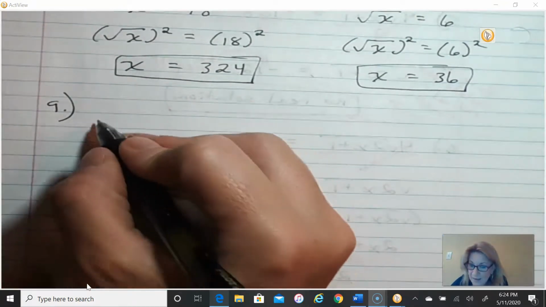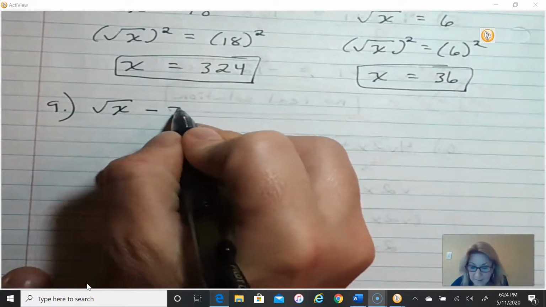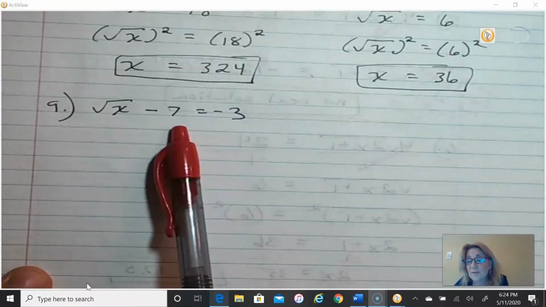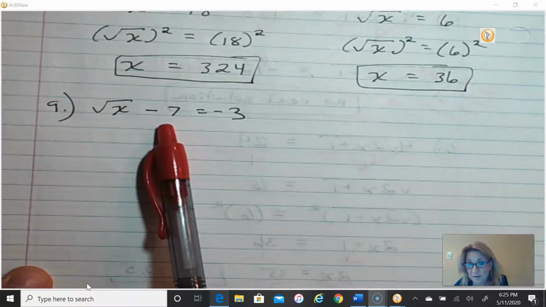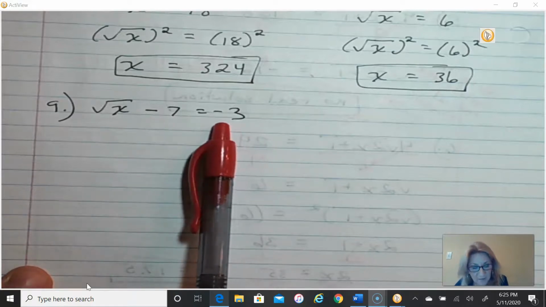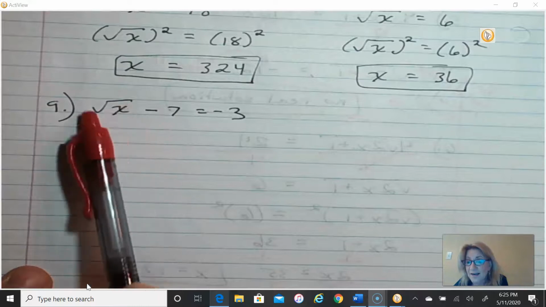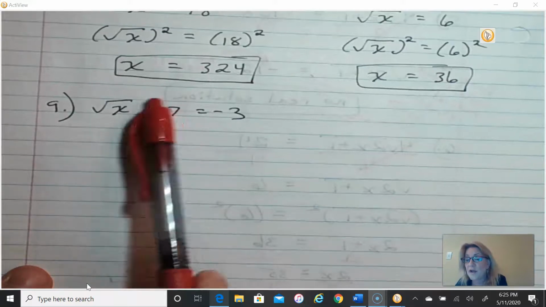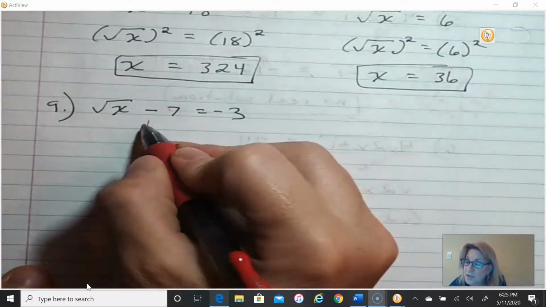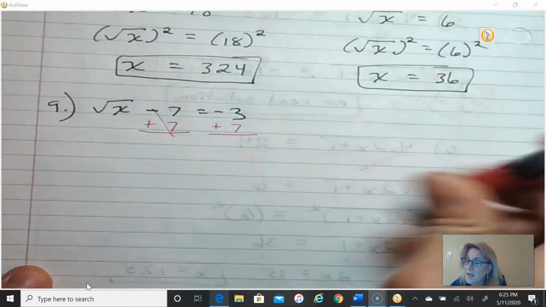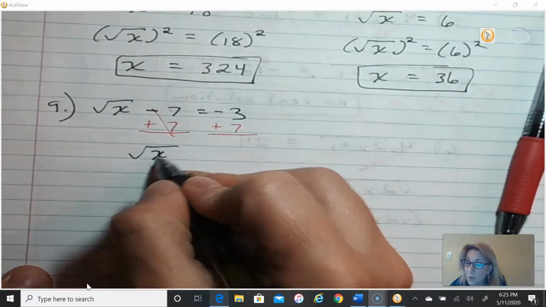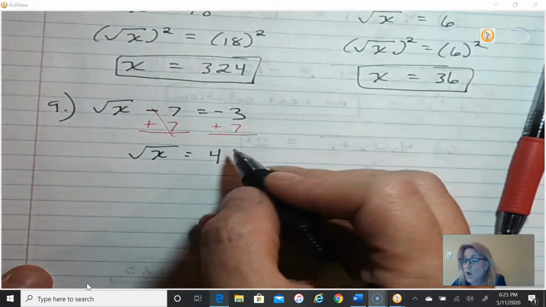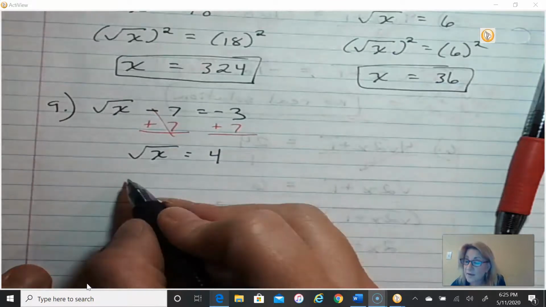Okay. Square root of x minus 7 equals negative 3. We have to isolate the radical, so that means we've got to get rid of the negative 7 first. And yes, I see there's a negative there, but we have not isolated the radical yet. We can only make the decision on no real solutions once we isolate it. So we're going to add 7 to both sides, and because of that, we now have positive 4, because negative 3 and positive 7 is positive 4. We don't have a negative there anymore, so we can continue.